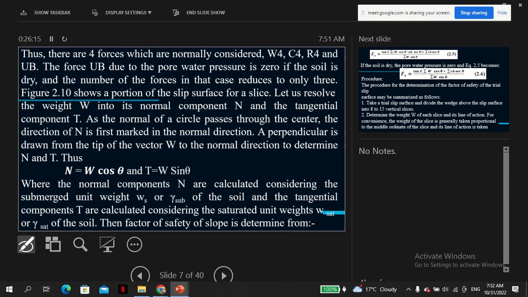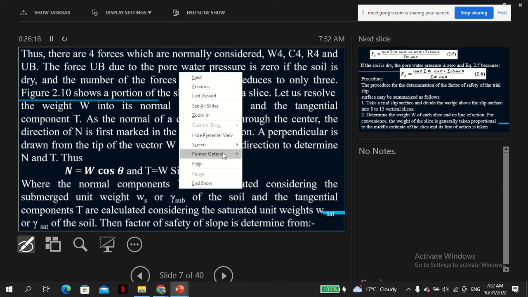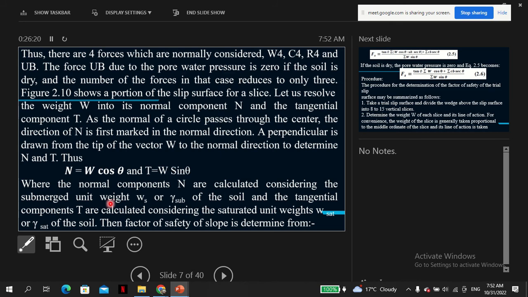The normal components are calculated considering the submerged unit weight, or gamma sub of the soil, and the tangential components T are calculated considering the saturated unit weight. So the factor of safety of the slope is determined from this. If you're talking about total stress parameters, then you ignore the pore water. If there's pore water, you need to consider it, because pore water has to be subtracted.